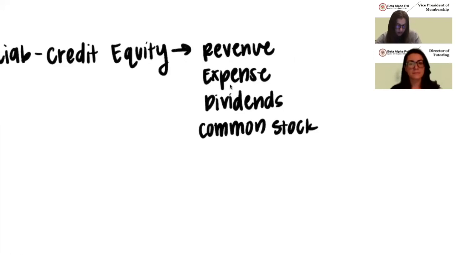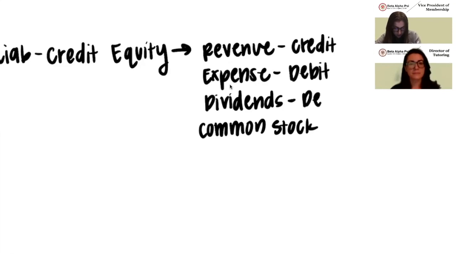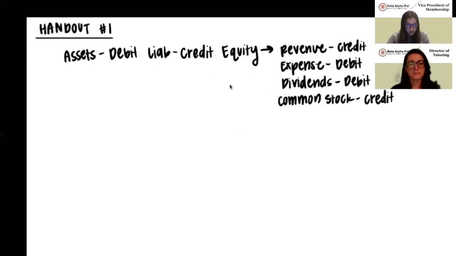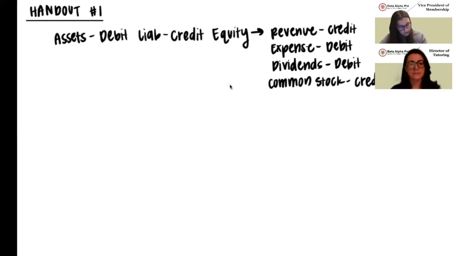So our revenue has a normal credit balance. Our expenses have a normal debit balance. Our dividends have a normal debit balance, and our common stock has a normal credit balance. So if something was put on the credit side when it should have been on the debit side, we need to subtract it from the debit side and add it to the credit side. So let's get started with our questions.